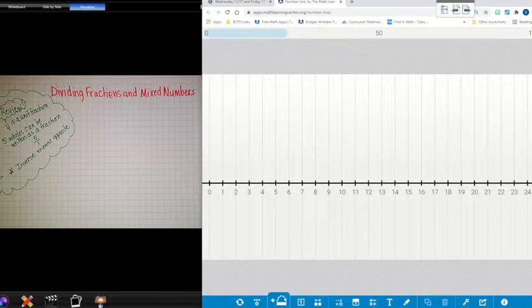Okay, dividing fractions. This is where we are right now and kind of where we're wrapping up with the unit. So let's take a look at some review.